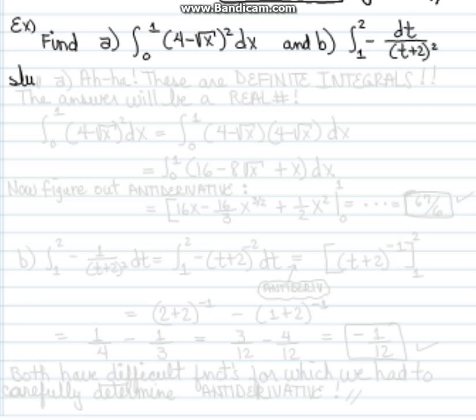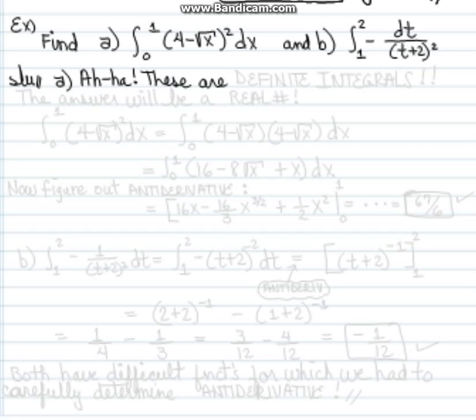Alrighty, now it's time. Instead of taking indefinite integrals, it's time to take definite integrals. And to evaluate them, we can use the fundamental theorem of calculus. So what we have for part A is the integral from 0 to 1 of (4 minus the square root of x), the entire quantity in parentheses squared, dx. Let's do that one first.